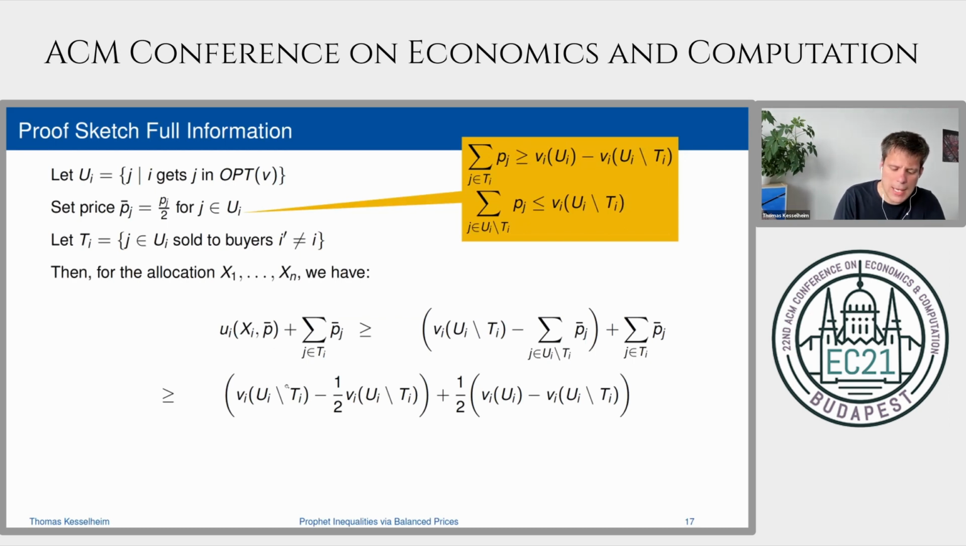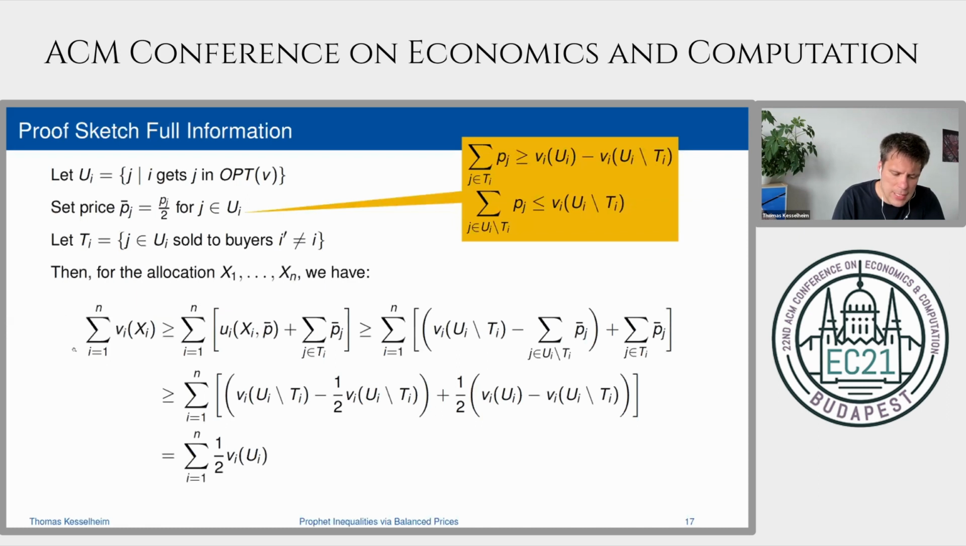And now the amazing thing happens: regardless of which set Ti we are having here, this actually cancels. All that is remaining here is always a half times Vi of Ui. And now we can just take the sum over all buyers. We'll see that we're actually summing up whatever is paid for each item only once. So this is exactly the kind of sum of utilities plus revenue argument we've seen before.